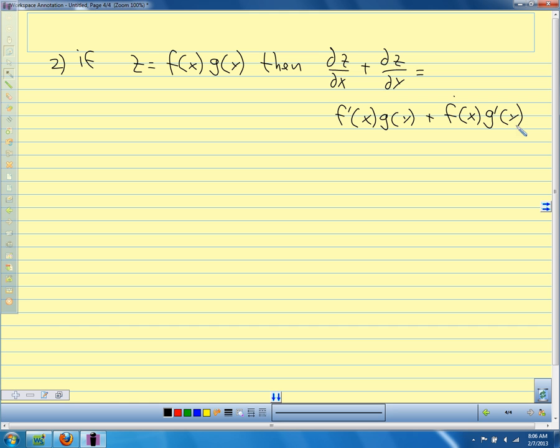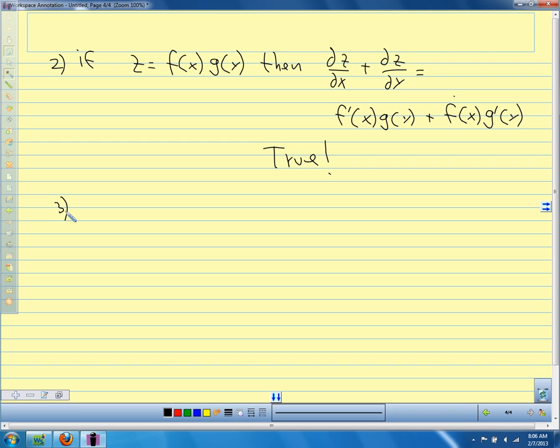True. So Sean says true. What makes you think it's true, Sean? Because if you take the derivative with respect to x, g of y is a function of y, so it's just going to be a constant, so you just get f prime of x times g of y. And if we take our partial with respect to y, f of x is a constant with respect to y, so we get that constant times g prime of y. So this would be true.